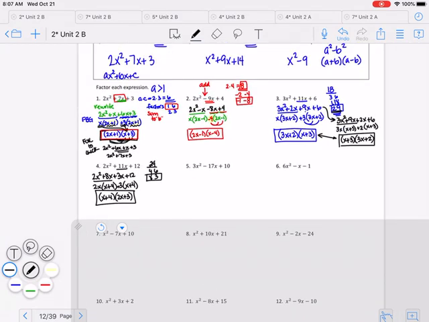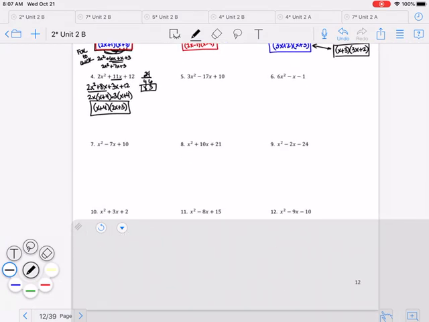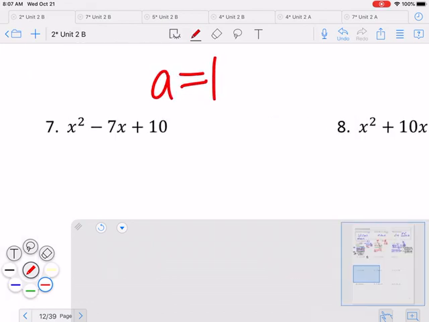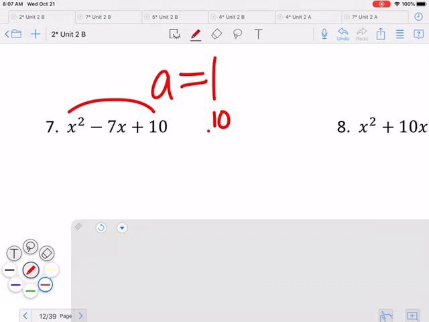Quadratic trinomials where a is greater than 1. When a is equal to 1, so these problems on down, these are actually a lot easier. Because when I multiply a times c, a is just 1. So I'm still doing the same process: I've got to think of numbers that multiply to 10 that add to negative 7. So that would be negative 5 times negative 2 is positive 10. Negative 5 plus negative 2 is negative 7.